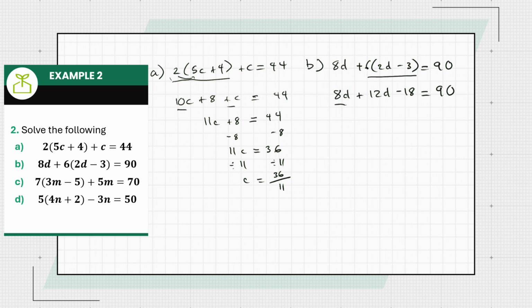Now we can simplify by adding our two groups of like terms, and we get 20d minus 18 is equal to 90. Alright, now we have to add 18 to both sides. Our result will be 20d is equal to 108. And d then, divide both sides by 20, 108 over 20.